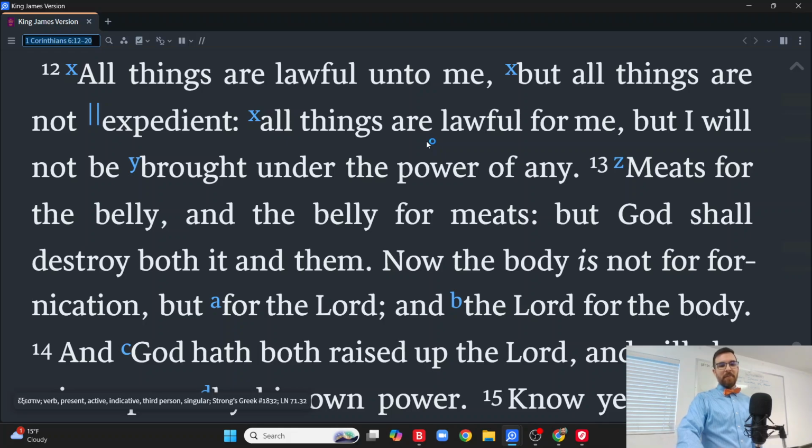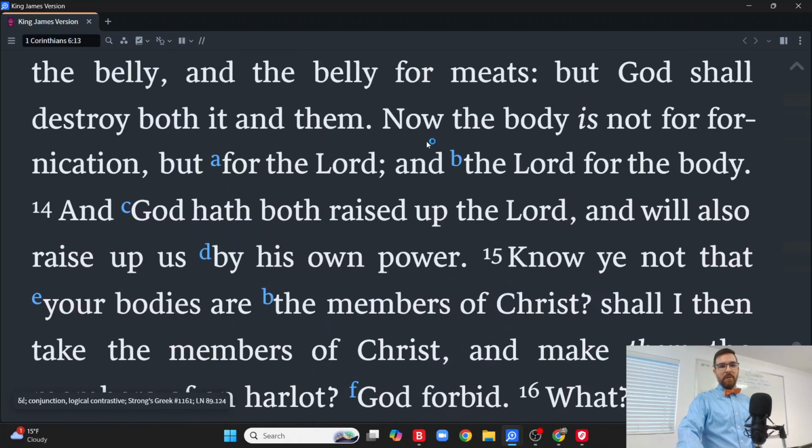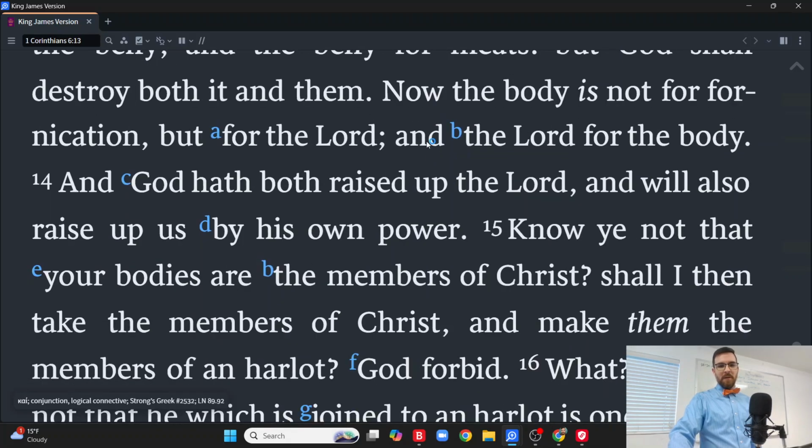Now, the body is not for fornication, but for the Lord. Ooh, that was a little quick. And the Lord for the body. And God hath both raised up the Lord and will also raise up us by his own power. So, what you do in the body matters because your body is coming back. The resurrection is true. But you have to parse these things out.